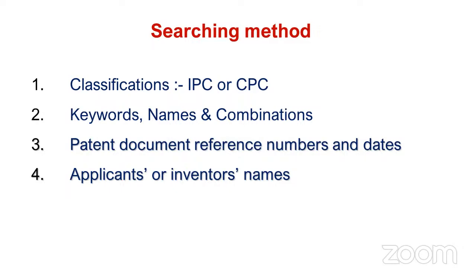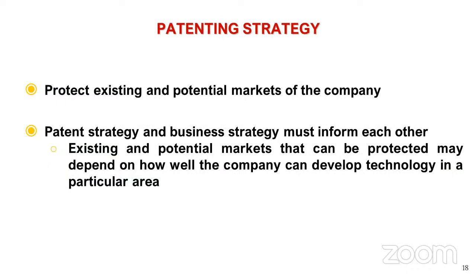Through the searching methods. So in the patent strategy, we protect existing or potential market of the company, through the patent strategy or a business strategy. As we know, they are correlated to each other. So the existing and the potential market that can be protected may depend upon how well our company can develop a technology in a particular area.